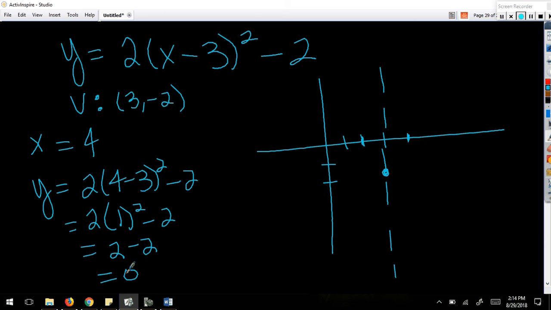All right, so we picked 4. We got 0. Reflect and connect.